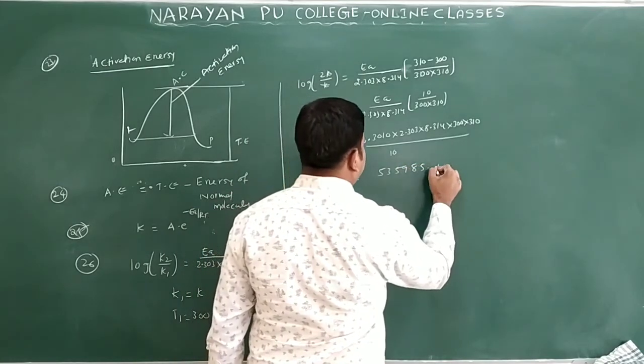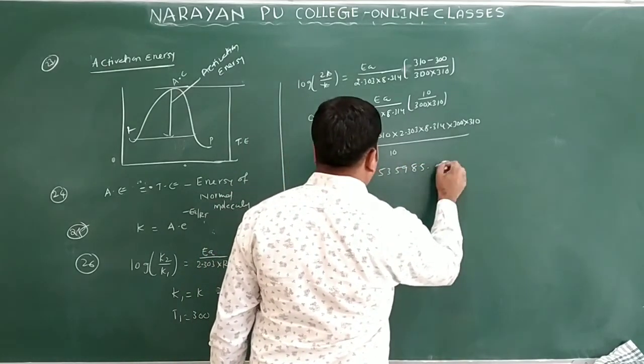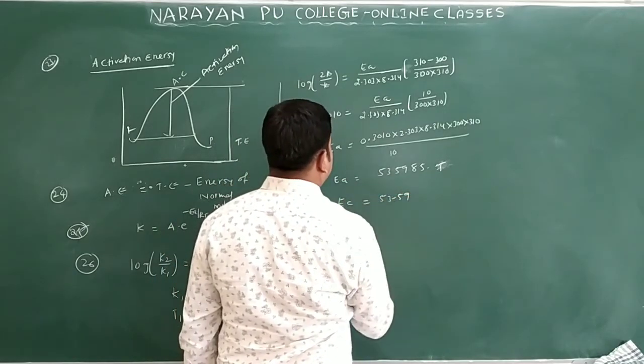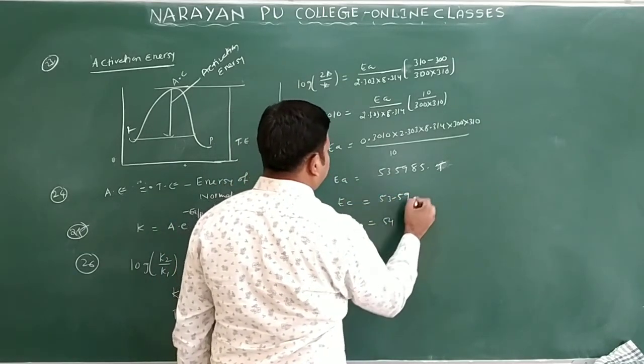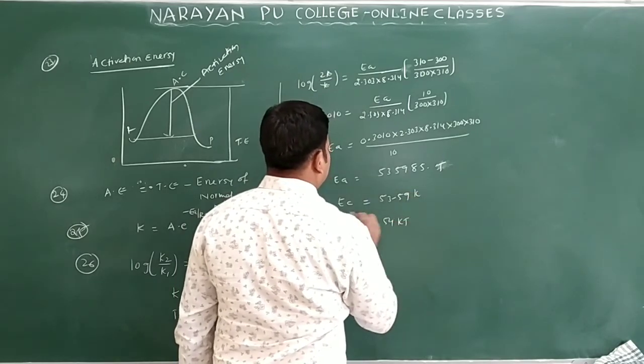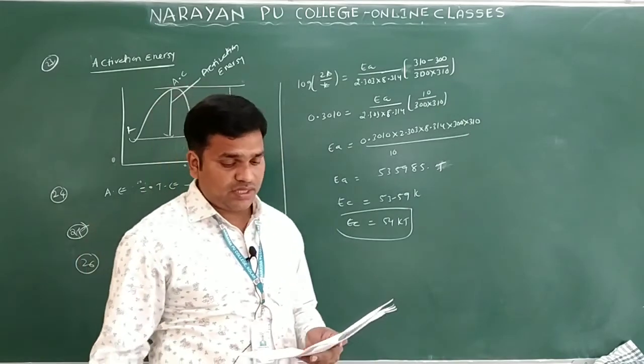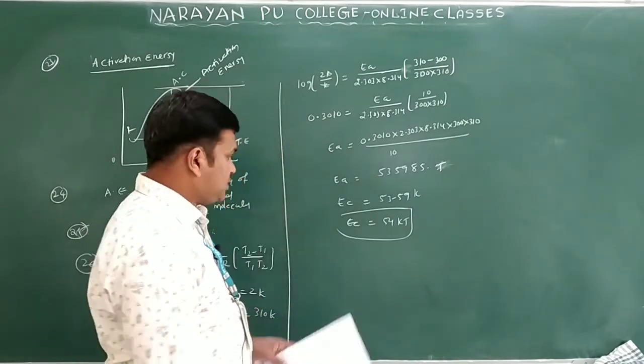Okay, joule. So EA is equal to 53.59 kilojoules. So approximately what you will get here? 54 kilojoules. What is the answer? 54 kilojoules is there. So you will take option 2 for this question.